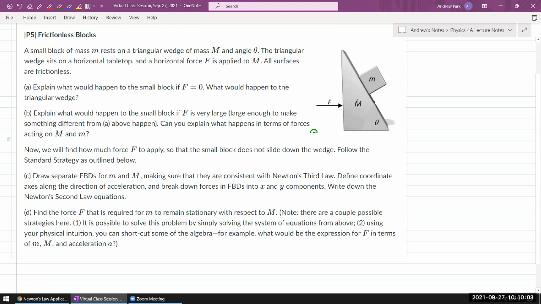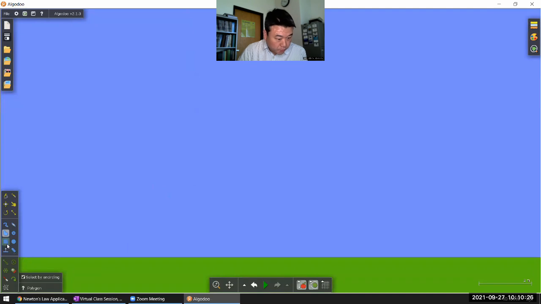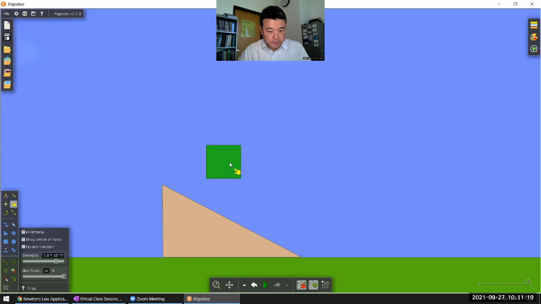And I think this is a good thing to simulate in algorithm. So let me do that. So let me draw those objects. Let's see here. I need some way to draw straight lines. Okay, so we have a ramp. And let me just have a small block of some mass.